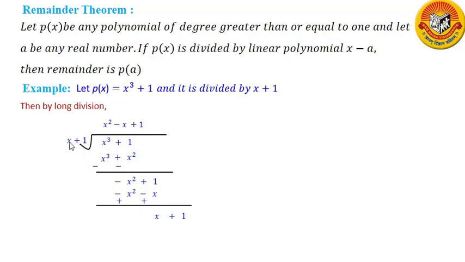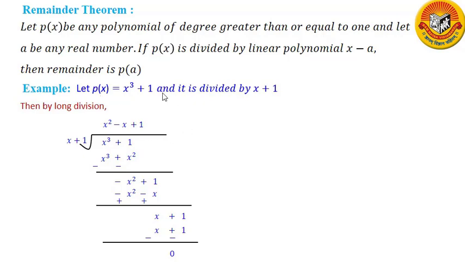I will continue. Now this one is multiplied by x plus 1. I get x plus 1. And after subtraction, I will get 0. So what is the remainder in this particular division? I am getting 0 as the remainder. Now let us verify this with the help of remainder theorem.